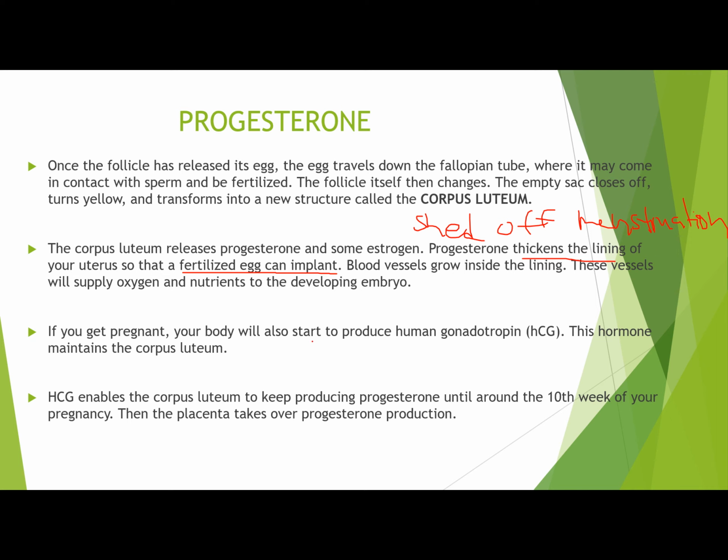So if you get pregnant, your body would also start to produce human chorionic gonadotropin. This hormone would maintain the corpus luteum. HCG enables the corpus luteum to keep producing progesterone. So pakitandaan to klasa, yung human chorionic gonadotropin nyo is the one that maintains corpus luteum to keep producing progesterone until the 10th week of pregnancy. Then after the 10th week, si placenta na ang mag-take over ng progesterone production. So that basically ends the entire endocrinology.